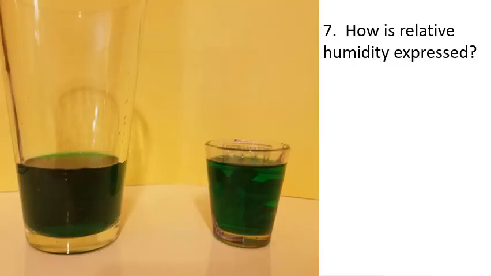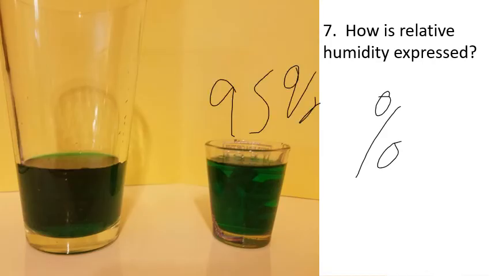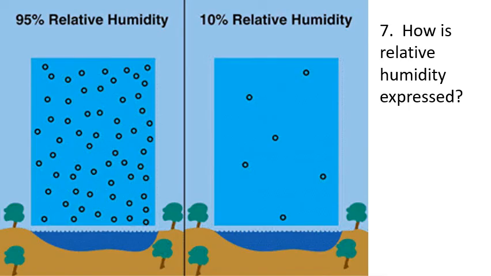Now, how is this expressed? This is always expressed as a percent. So this one here might be 95% full. This one might only be 35% full. That's how we describe relative humidity. We don't really actually care how much actual water is in the air. What we really care about is how full is the air with water, and that's relative humidity expressed as a percent.